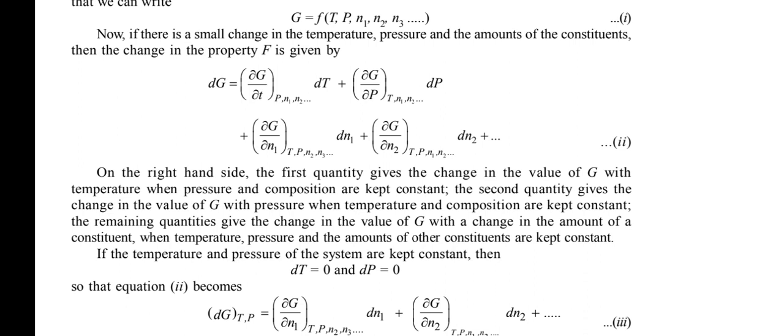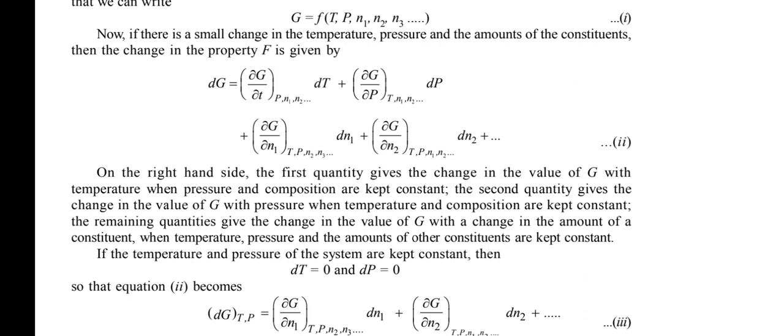when pressure and composition are kept constant. The second quantity gives the change in the value of G with pressure when temperature and composition are kept constant. The remaining quantities give the change in the value of G with the change in the amount of a constituent when temperature, pressure and amounts of other constituents are kept constant.